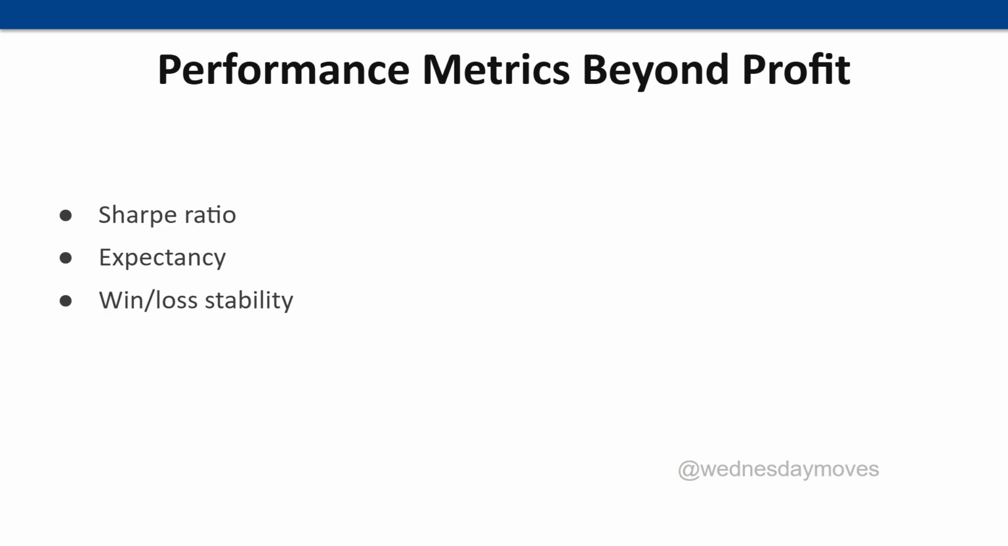Performance metrics beyond profit. Net profit is only one variable, and risk adjusted metrics such as expectancy, drawdown depth, and variance provide deeper insight into sustainability. True performance is measured by consistency and not peak return.